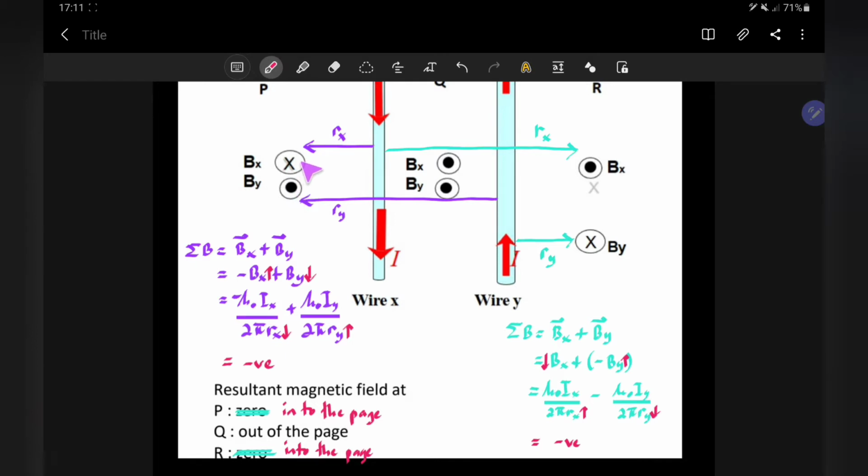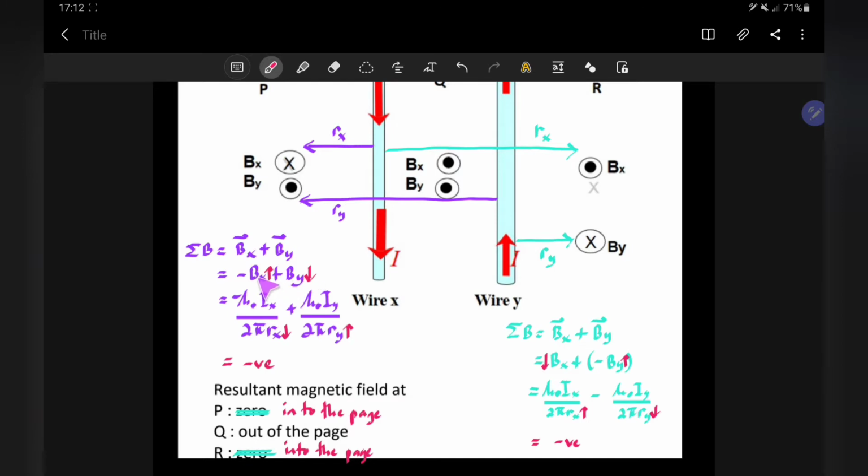Are they cancelling each other? It's not, because now R are different. So this is Rx, the distance between point P and Yx, and this is Ry, the distance between point P and Y. So in this case, Rx smaller than Ry, isn't it? So the equation of resultant here is sum of B equals to Bx plus By in vector. So Bx just directed into the page, so it must be negative, negative Bx, while By is positive because By just directed out of page.